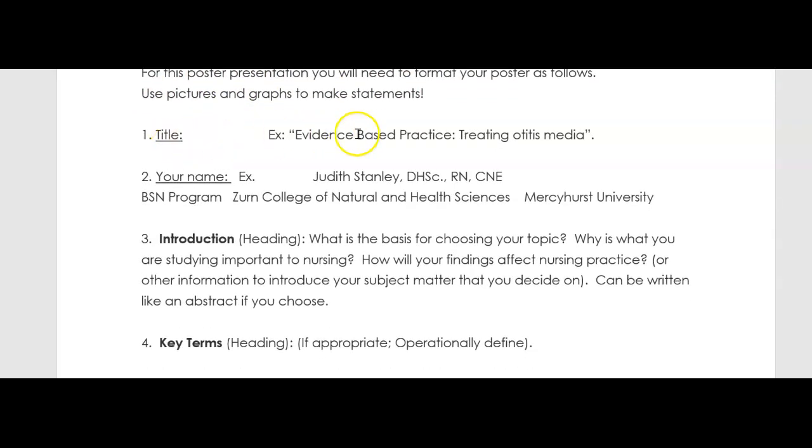So say my title was Evidence-Based Practice, Teaching Otitis Media. I'm going to have my name, you're going to have BSN on there, and then you're going to have BSN program, Zurn College of Natural and Health Sciences, Mercyhurst University. That's going to be your title.